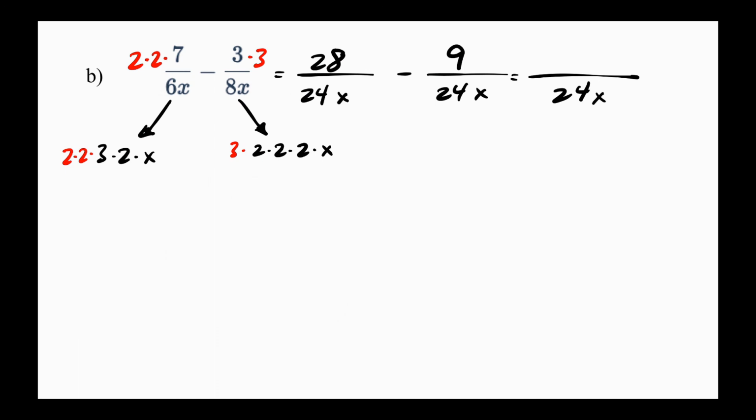Okay. Over here, if you look, they're both like terms. 28 minus 9. I can actually subtract those. When I subtract 28 minus 9, that gives me 19. I can subtract those because they're like terms.